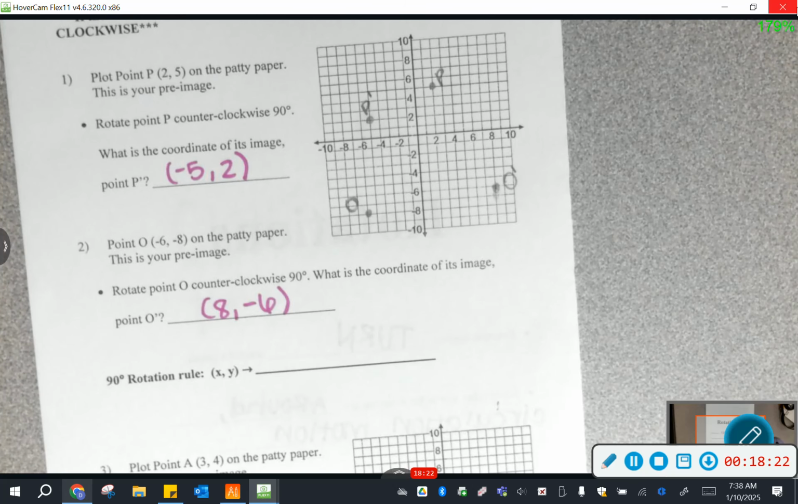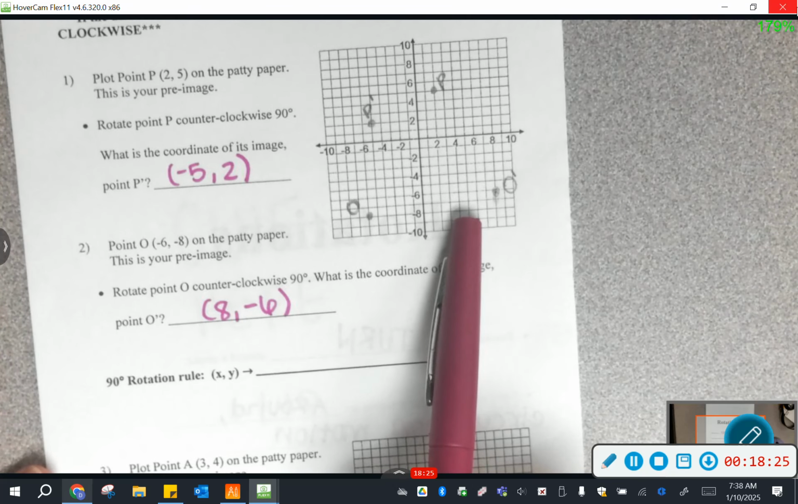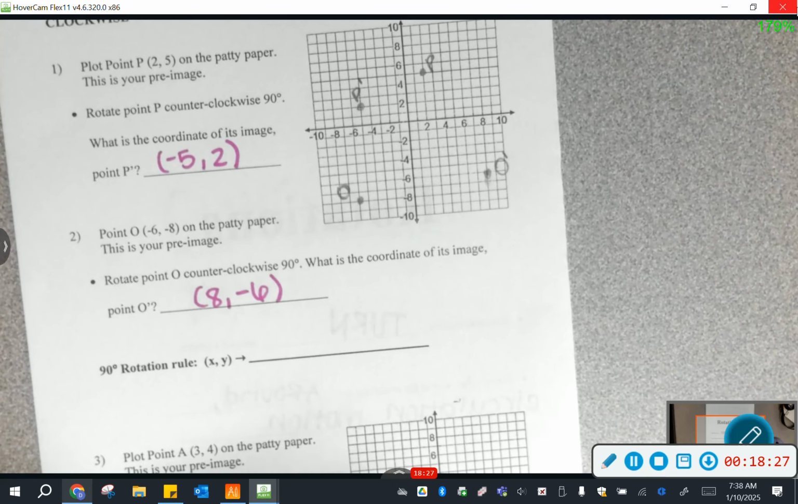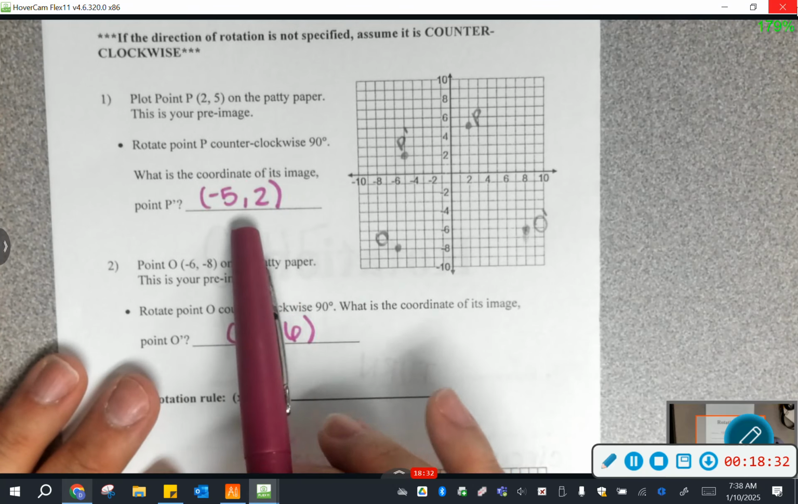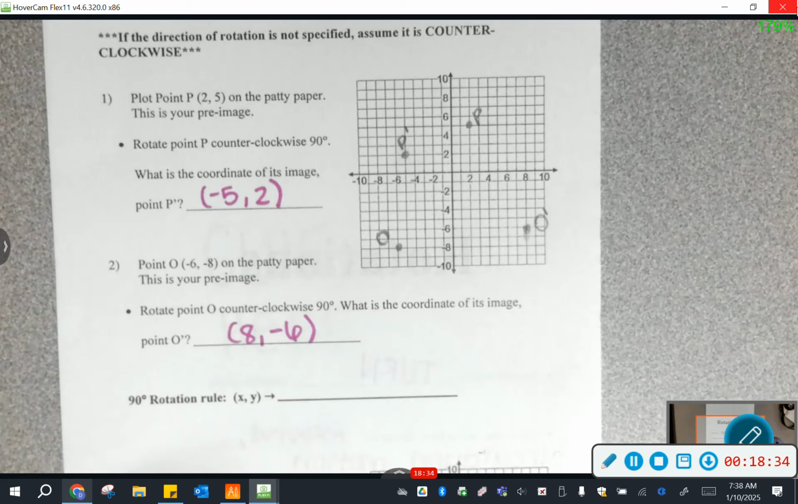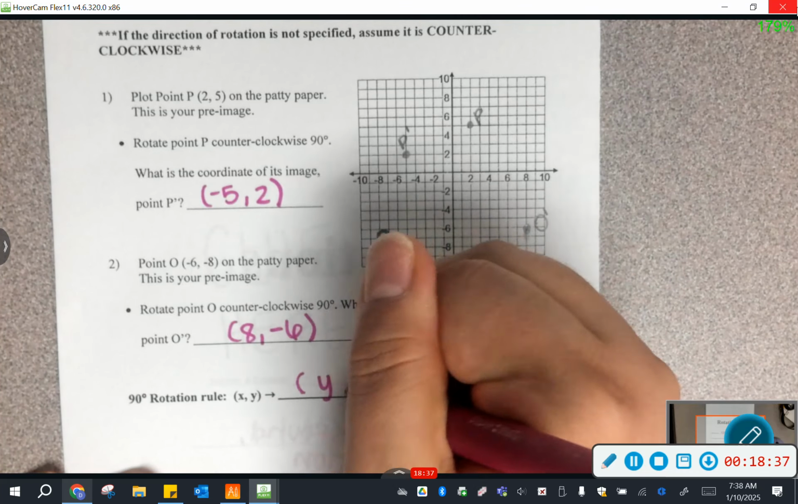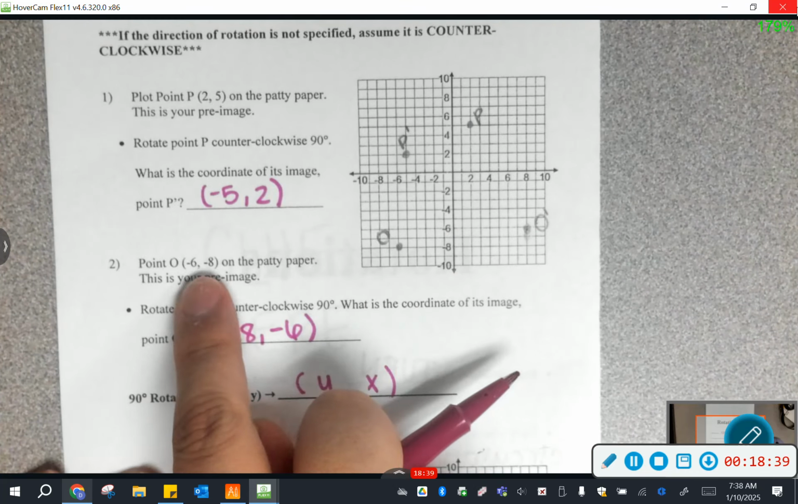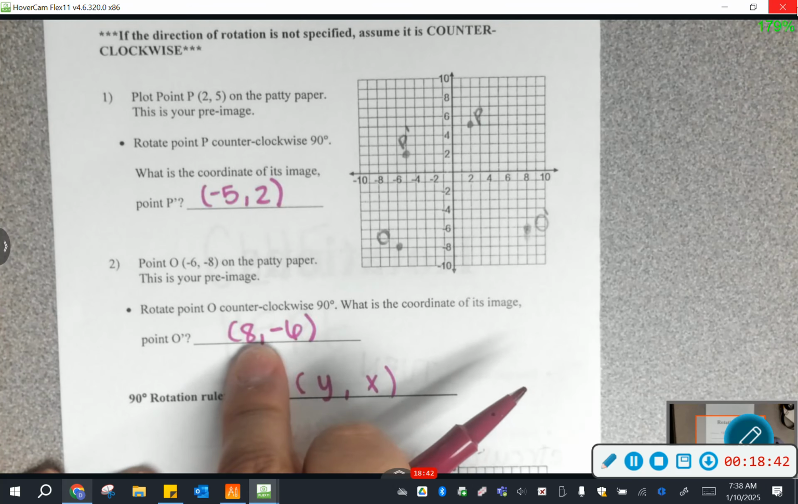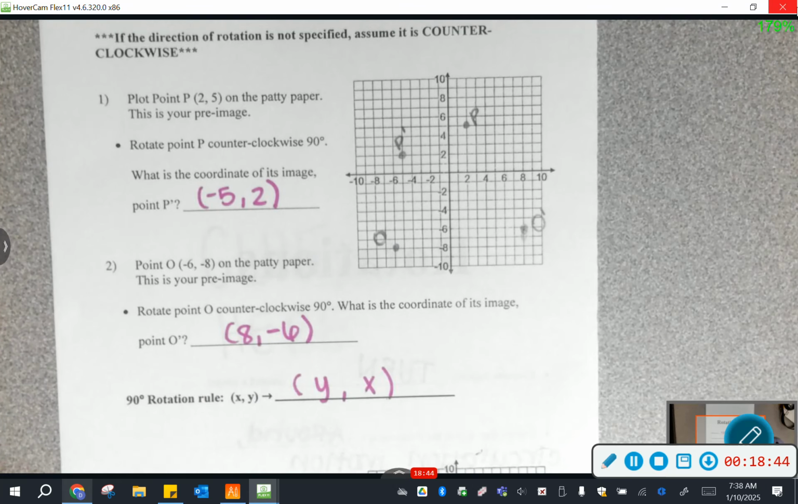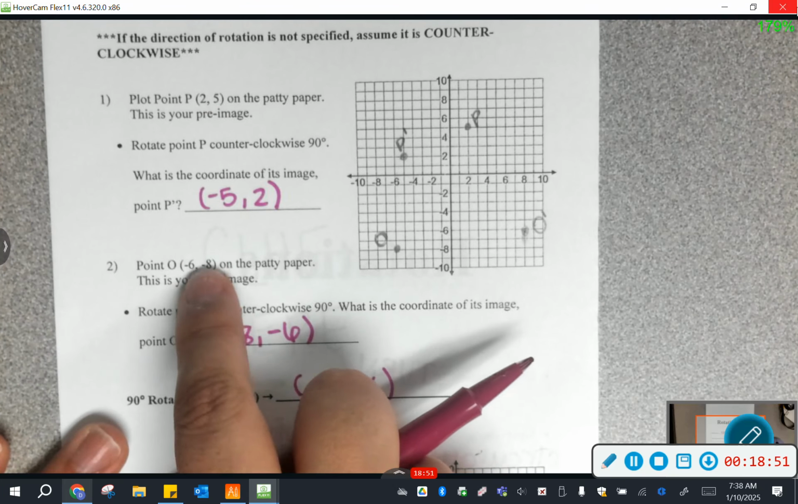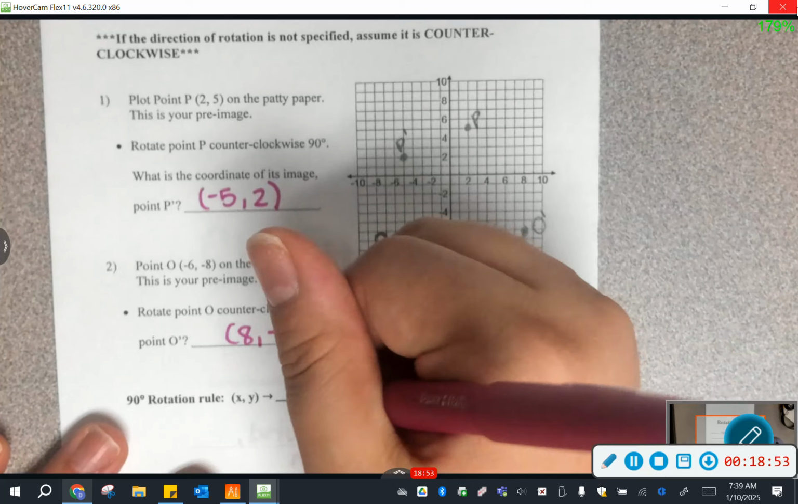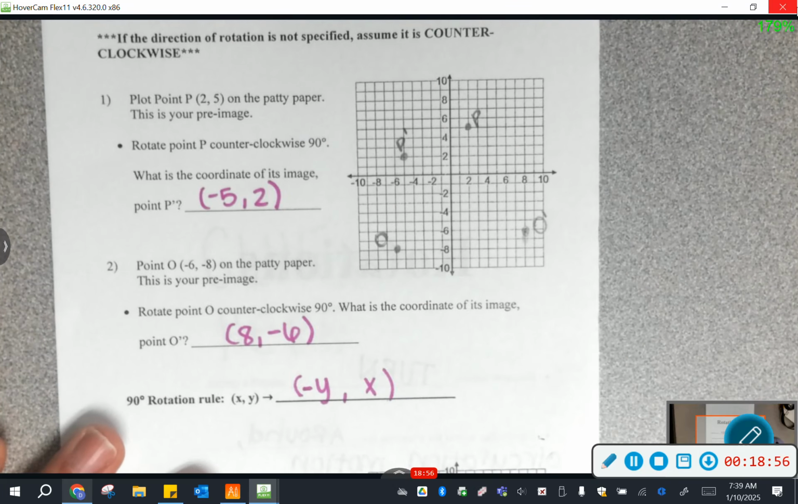For a lot of you, the hardest part about this is going to be reading the points. My rule. What do you notice? How did I go from 2, 5 to negative 5, 2? It did switch them. Y and X switched. Do y'all agree Y and X switched right here at negative 6, 8, and 8, negative 6? Yeah. What else switched? The Y became the opposite. That 5 became a what? That negative 8 became a? So my rule is negative Y, X.